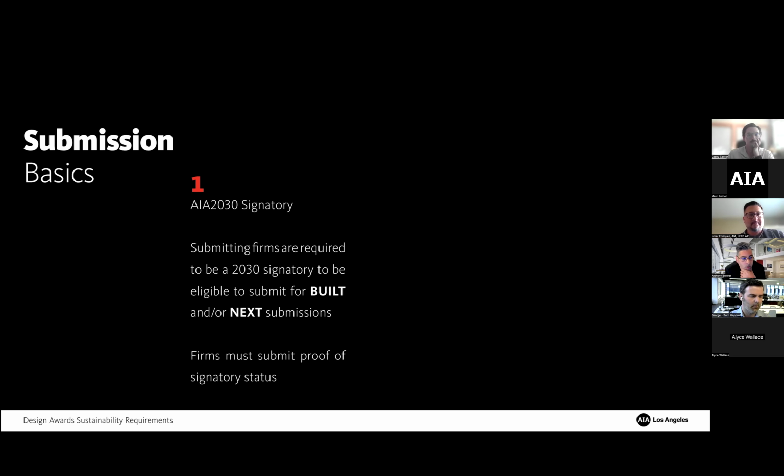So number one, you have to be a signatory. You need to sign up and be a signatory to the 2030 Commitment. This is a requirement whether you're submitting for a built project or a next submission. The requirement we're having here, and we'll show you an example later, is you must submit proof of that signatory status. So next slide.